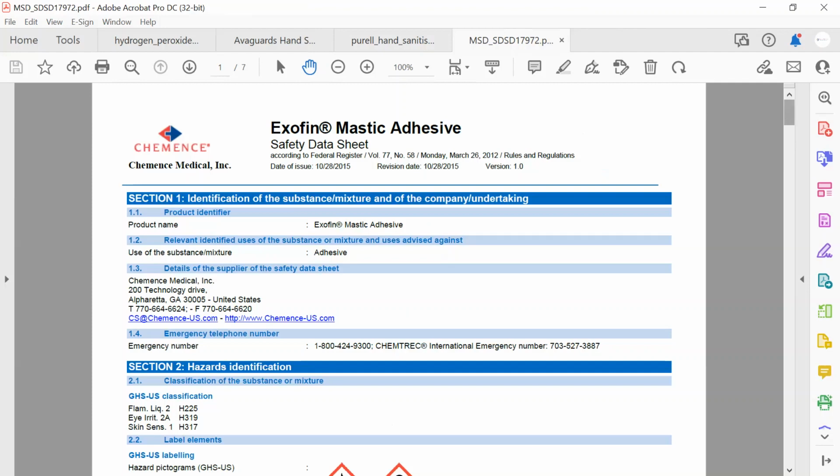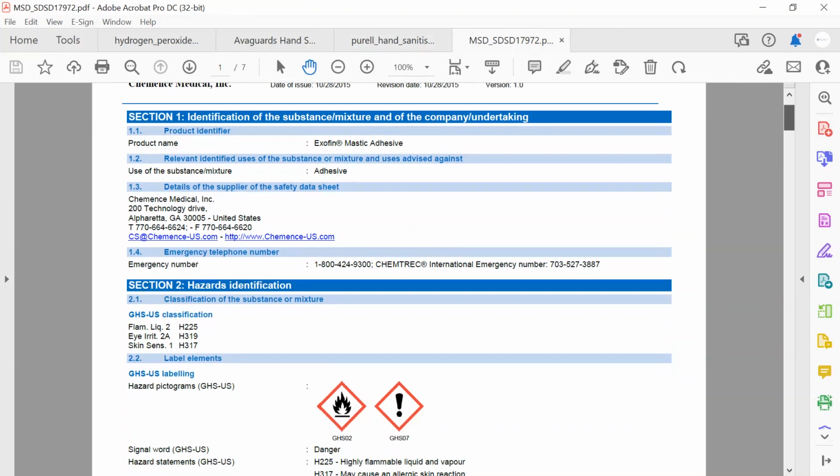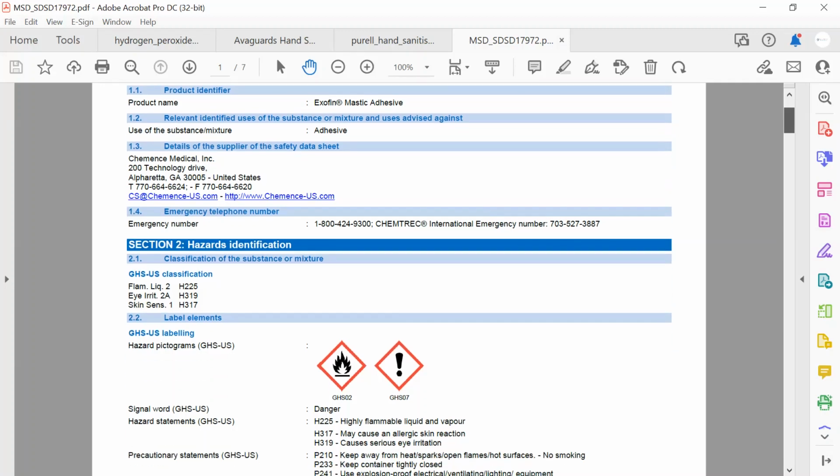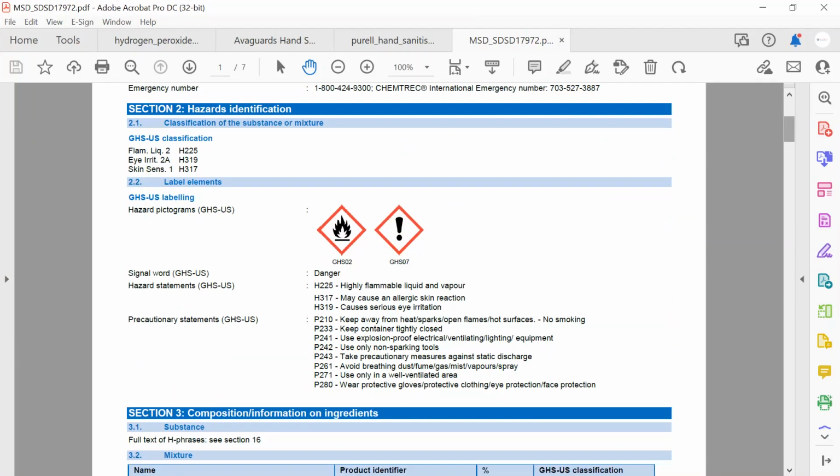And so we have this as it's a liquid adhesive. It's similar to like a super glue that's approved for wounds and things along those lines. So it's a hospital grade or a medical grade super glue adhesive for tissue. Okay. And so it is a danger signal word.